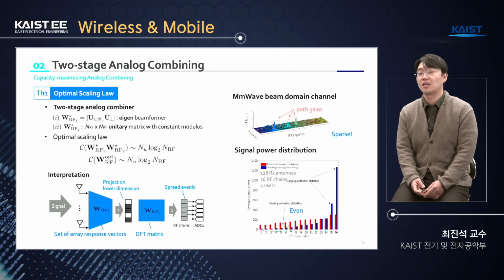This second combiner distributes these collected signals over all the RF chains evenly. If you see the graph on the right side, you can see that the red curves from the two-stage analog combining show a very even channel gain distribution over all RF chains. However, the one-stage combining case shows a very uneven distribution, which gives a significant penalty when the quantization happens.